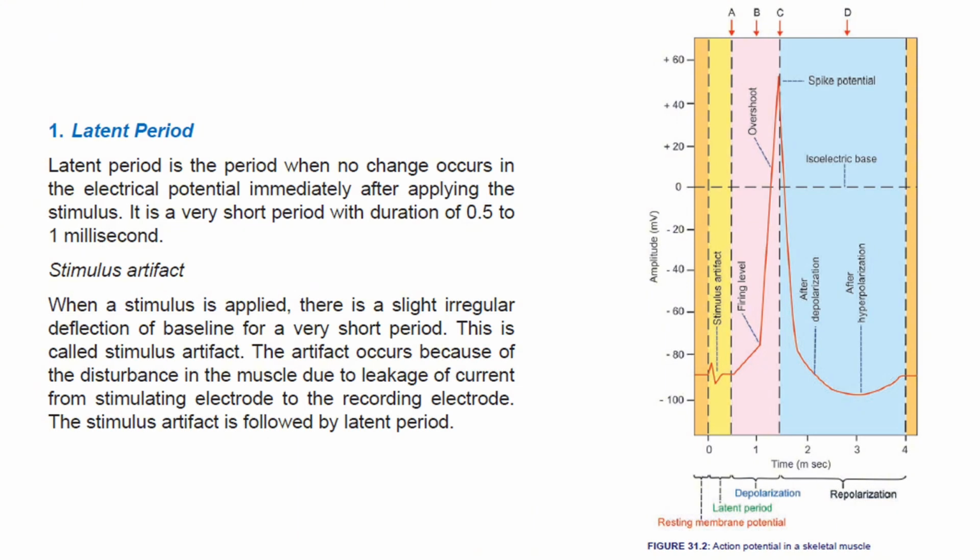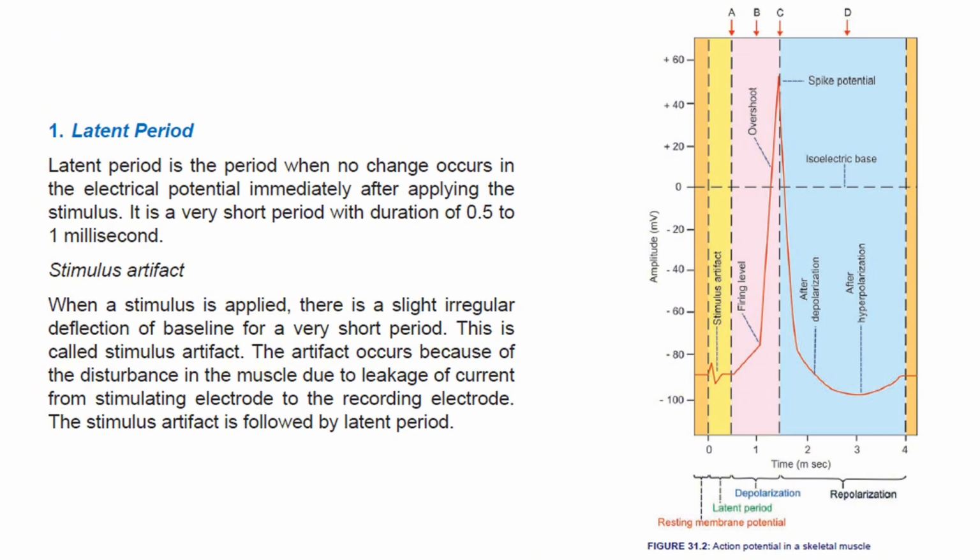This period typically lasts only 0.5 to 1 millisecond, and it is important to note that while there are no visible changes, internal processes like ion channel opening and preparation for depolarization are already underway. Before the latent period begins, you may notice a small irregular deflection in the baseline on the action potential curve. This is referred to as the stimulus artifact.